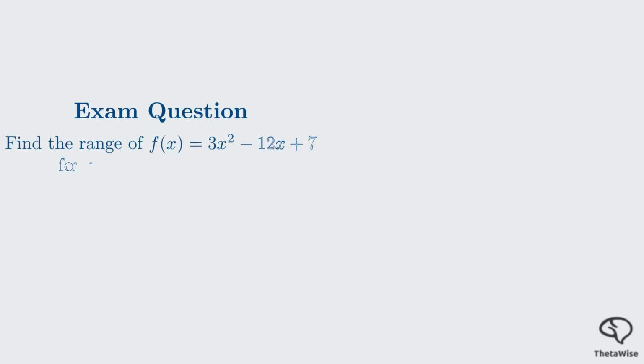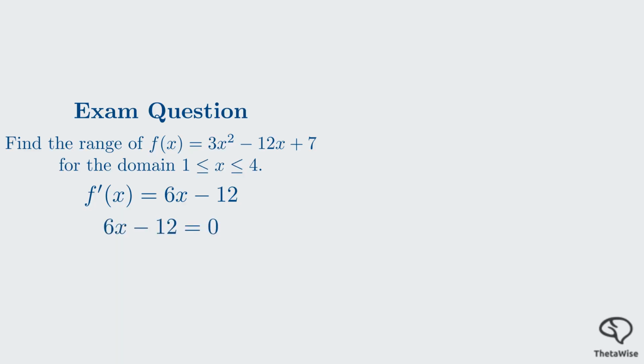Let's apply our steps to this Cambridge-style question. We have a quadratic function and a restricted domain. First, we find the stationary point. We differentiate f(x) to get 6x − 12, setting this to 0. 6x − 12 = 0, which means 6x = 12, giving us x = 2.